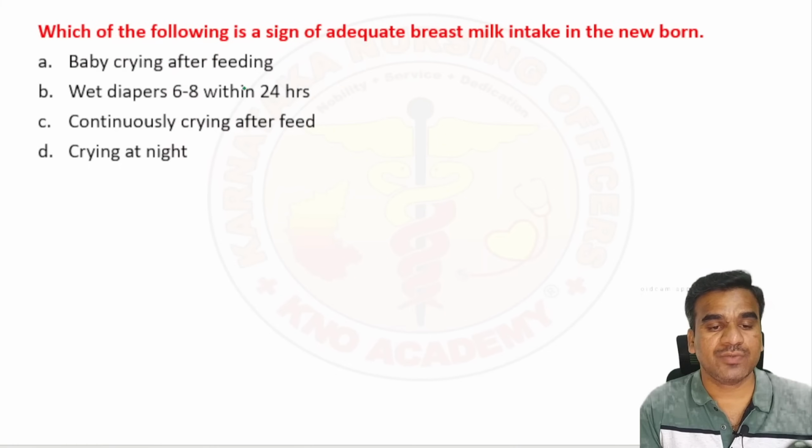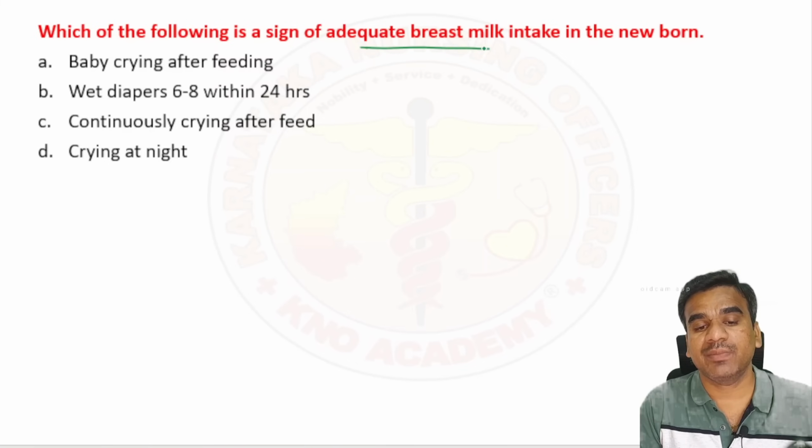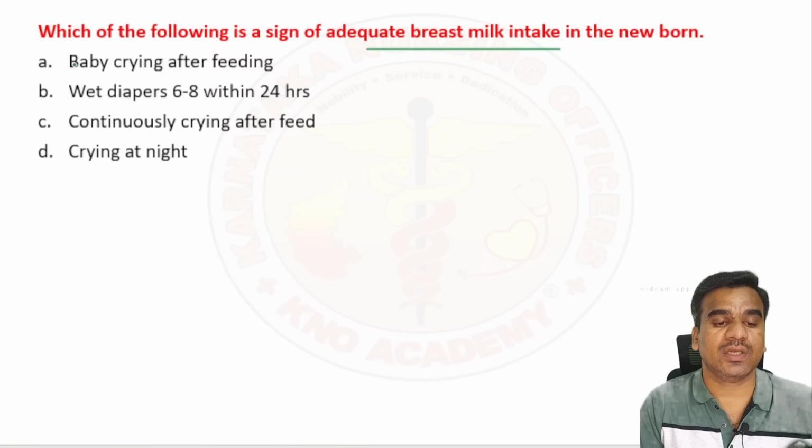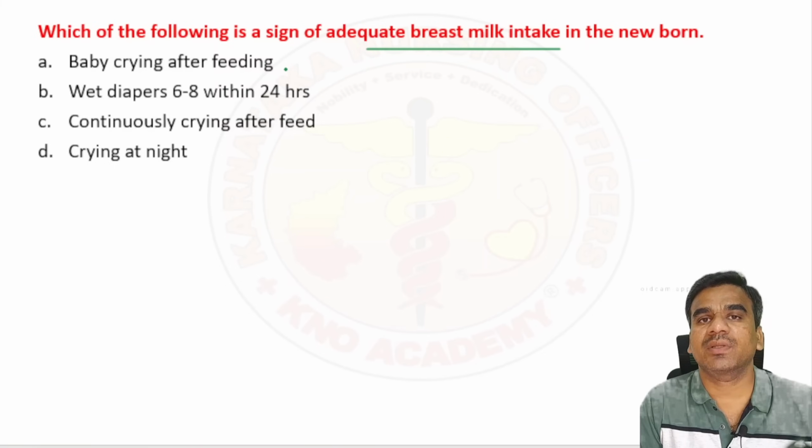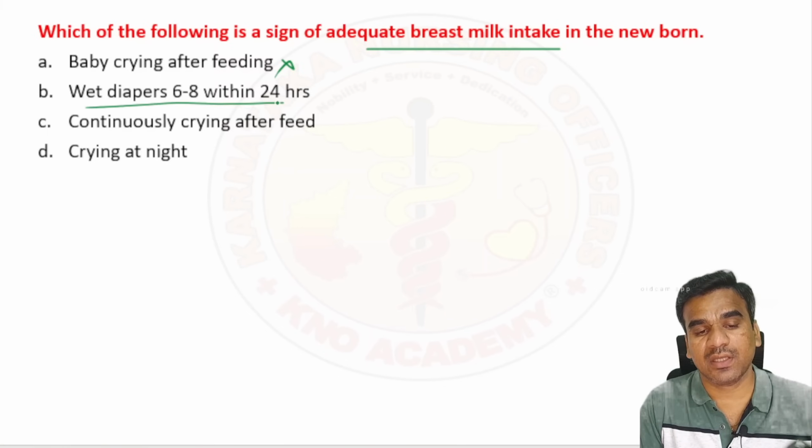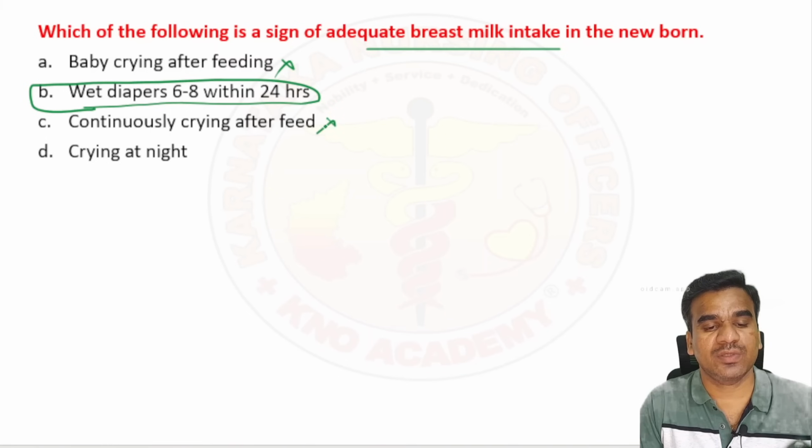The next question is, which of the following is a sign of adequate breast milk intake in the newborn? So baby crying after the feeding? No, if the baby is crying after the feeding, it is not adequate. Then wet diapers of 6 to 8 within 24 hours, this is the right answer. Continuously crying after feed, this is also wrong. Crying at night, this is also wrong.